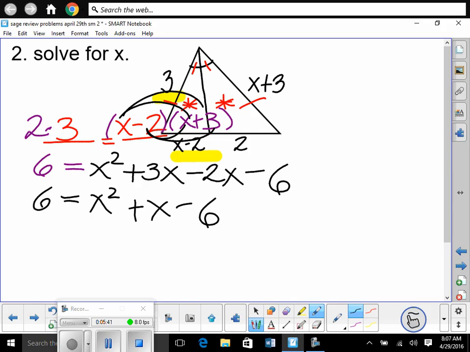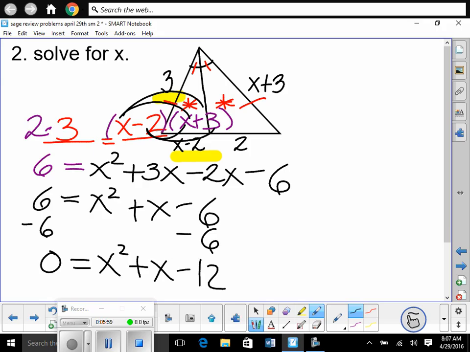Yeah, we're almost to that step. 1 multiplies b, a times c adds up to b. But what's our very first step when solving a quadratic? Yes, we've got to get it set equal to 0. So what should we do? Good. Subtract 6 from both sides. So now we are reaching that 0 is equal to x squared plus x minus 12. All right, now we can go ahead and solve a quadratic.